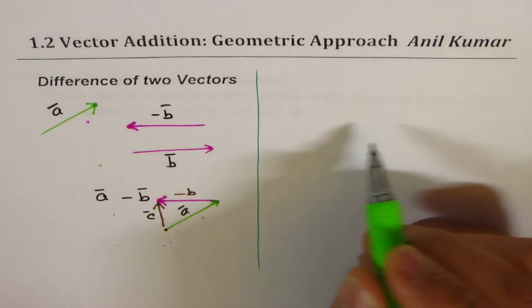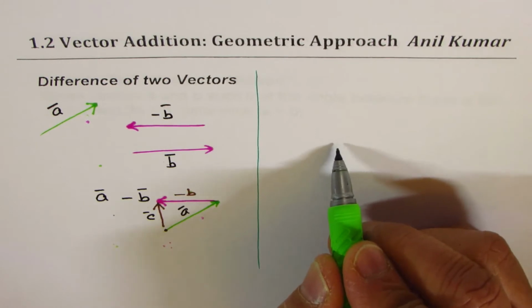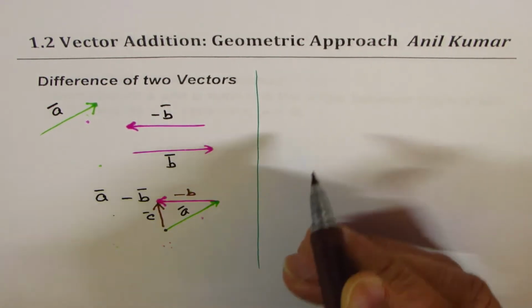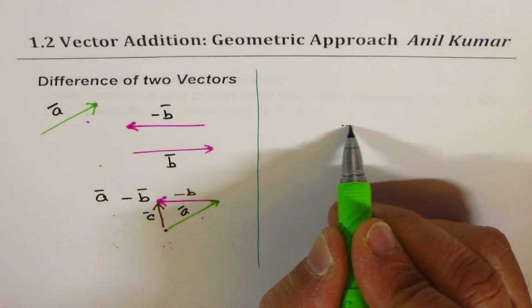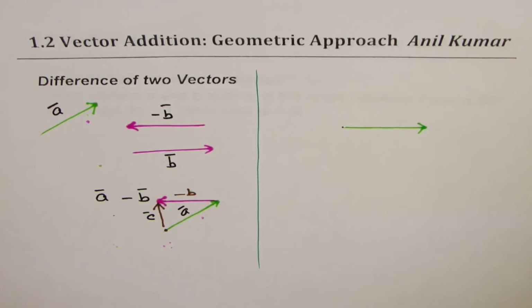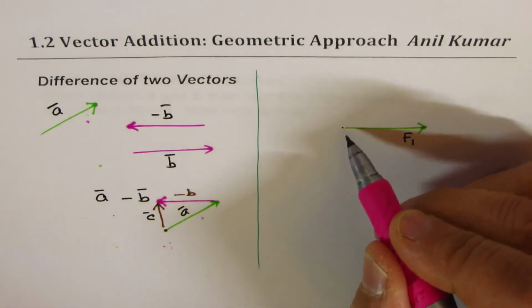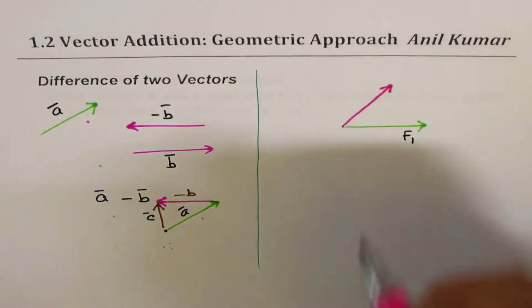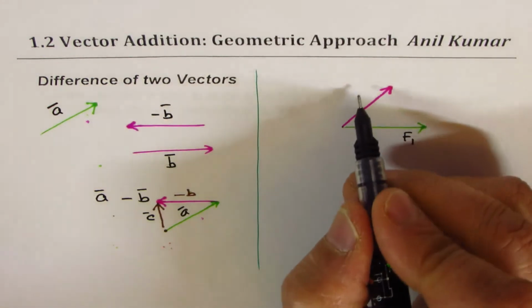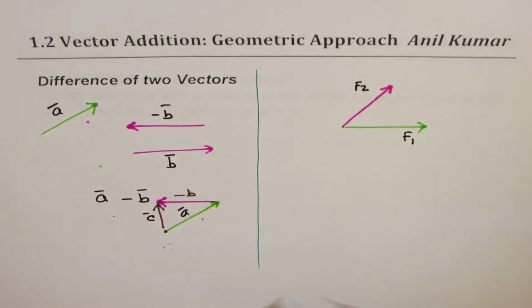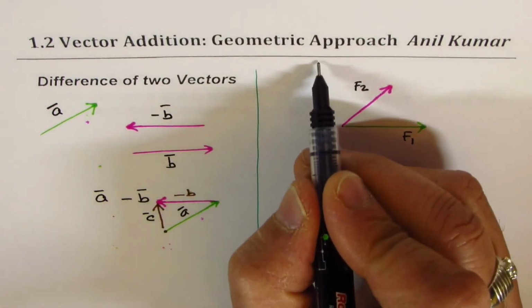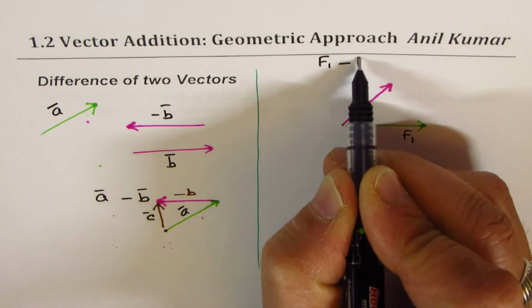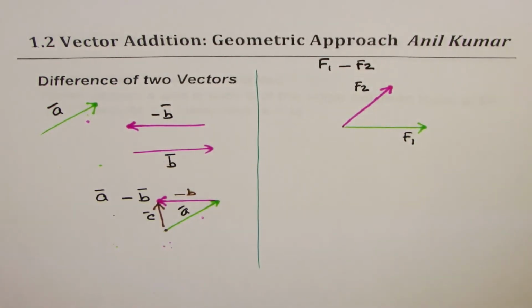Let us say that we have two vectors acting at a point. Let's say this is the point. Two forces are acting here, right? Let's say we have a force in this direction, which I call F1, and we have a force in this direction, which is, let us say, F2. Now, I have to do F1 minus F2, the difference. How do I do it?